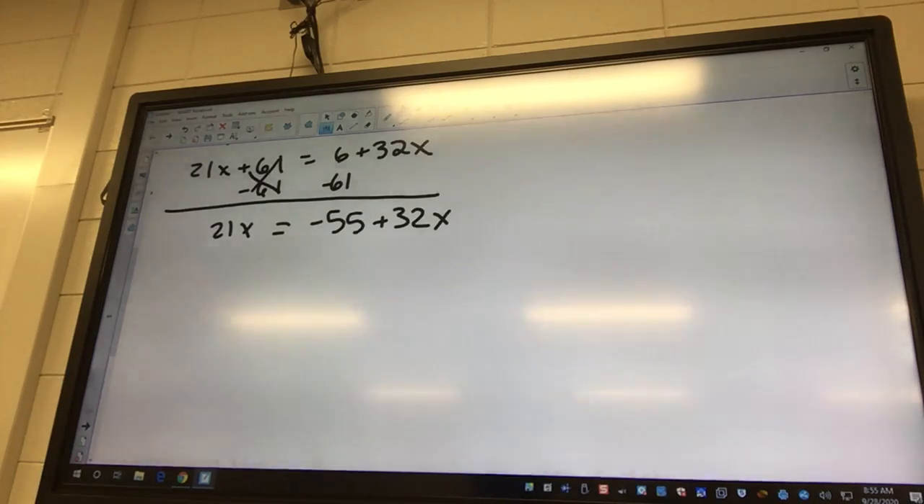Thanks. Okay, so we can go ahead and look at this, and I got 21x equals negative 55 plus 32x. So now I moved all my numbers to the right. Where do all my letters go?